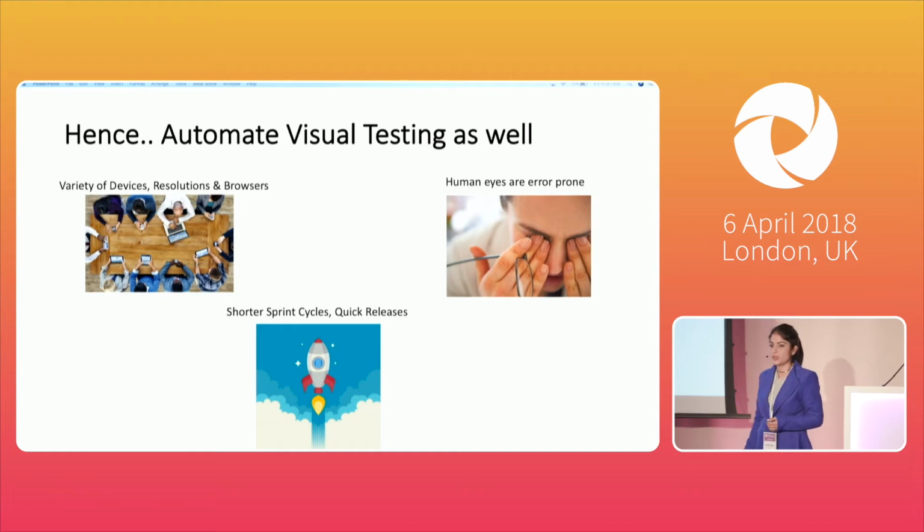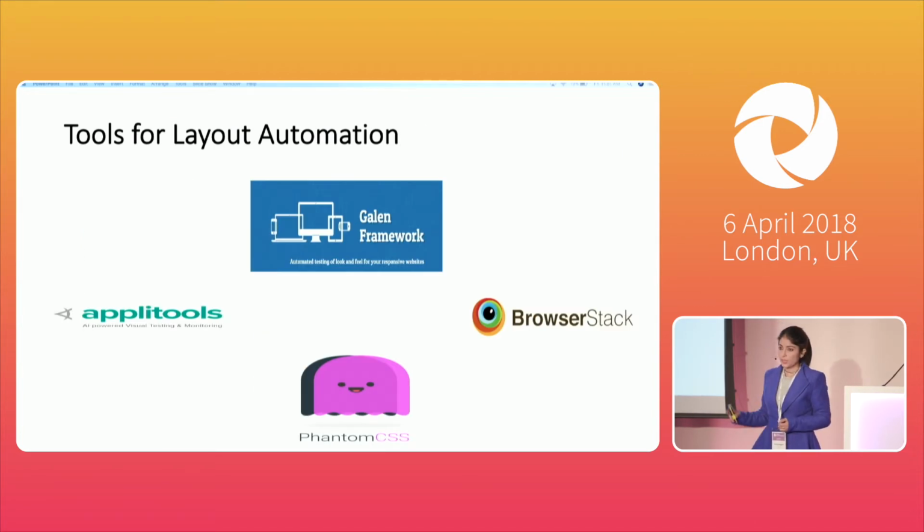Our sprints are really short. So these are the tools. Let's talk about the tools that are available in the market for visual automation testing. The tools are Galen, which I'll be talking about, Applitools Eyes also supports this particular testing, and then BrowserStack and PhantomCSS are a few of the tools. There can be other tools as well.